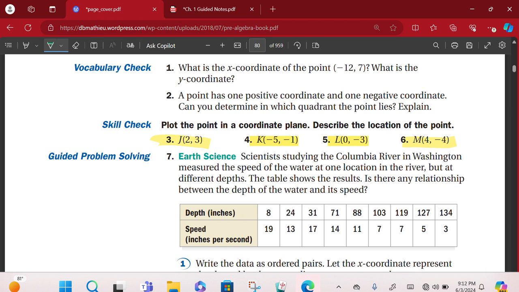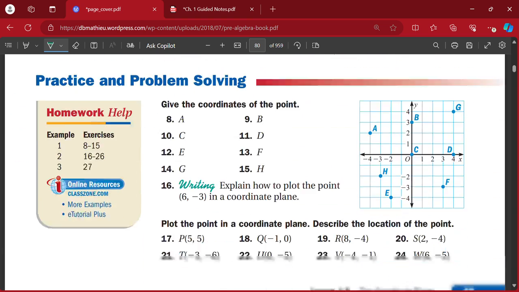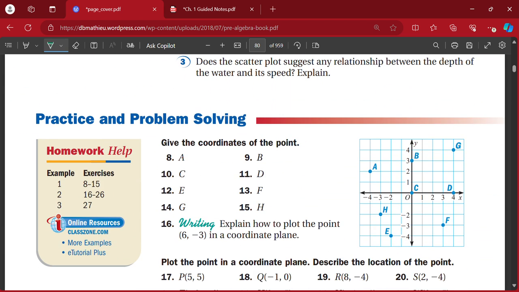It's going to ask us, we're going to put, it's in quadrant, and then whatever quadrant it is in. Okay, we will work together. Either work together on that, or if you want to work by yourself, that's fine too. Then if you want to get some extra credit, you can do numbers 8, 9, 10, 11, and 12.